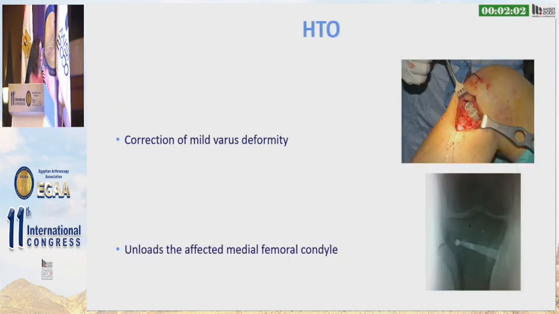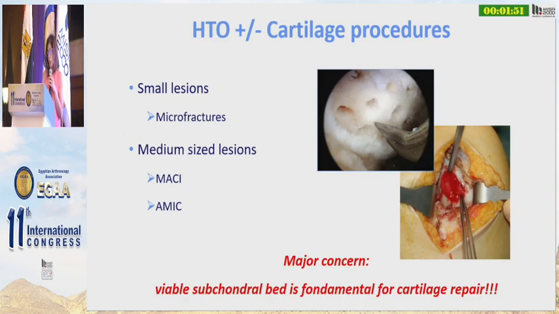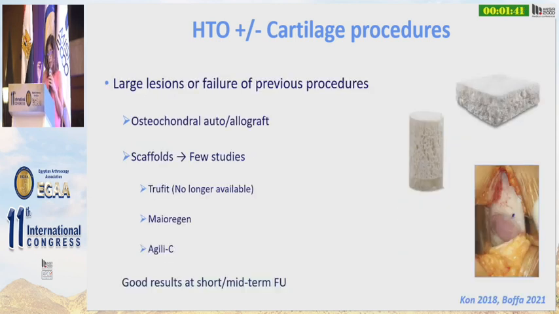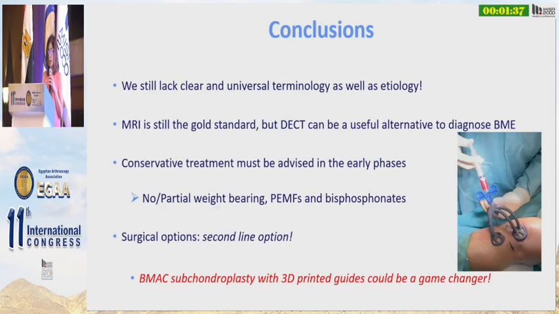HTO, of course, remains a valid alternative when you need to correct a mild varus deformity and to unload the medial femoral condyle. And it can be used with or without any cartilage procedure according to the cartilage defect. So microfracture for small lesion, you can use Matrix-induced chondrogenesis for medium size, or even osteochondral autograft or allografts.